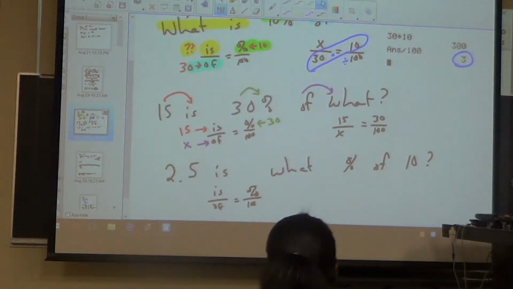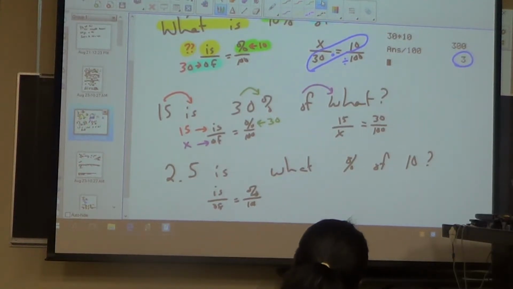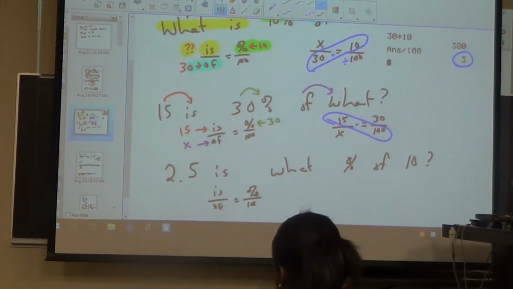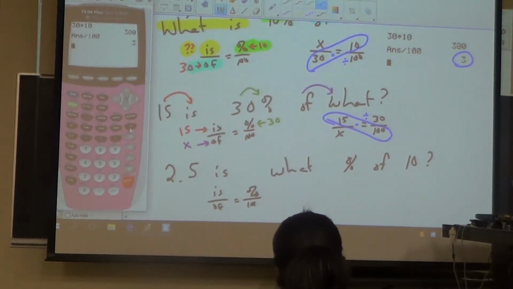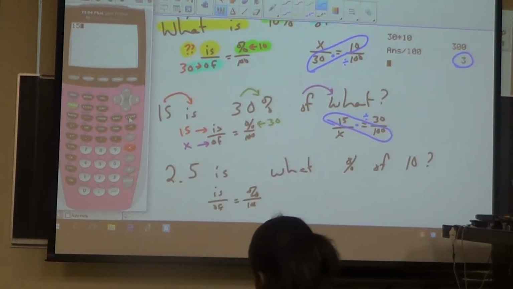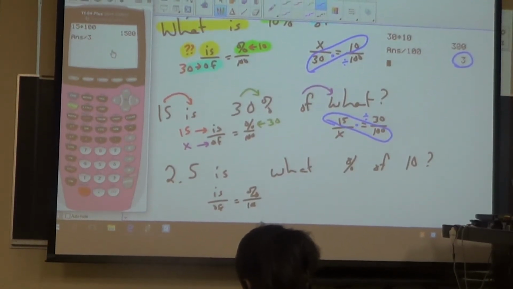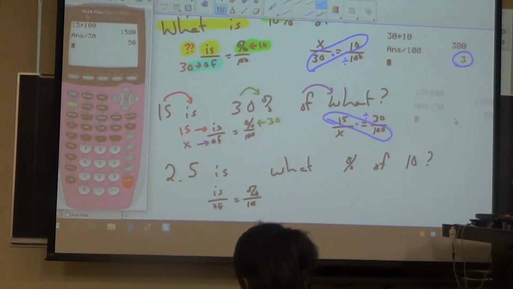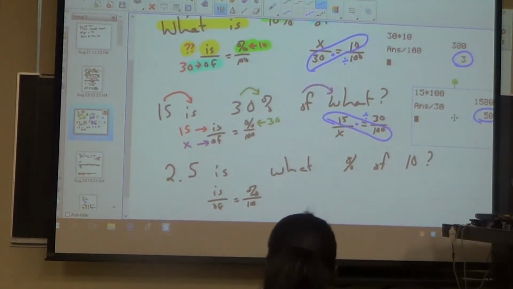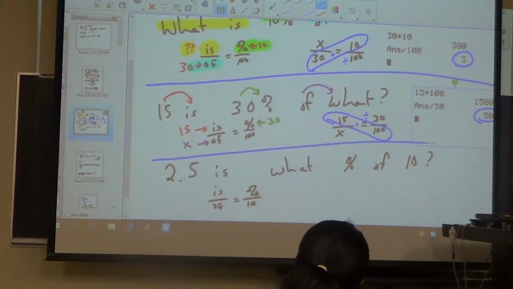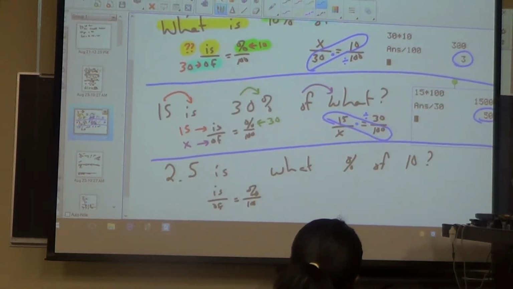Now you're going to cross multiply. What two numbers am I going to multiply? 15 and 100, and I'm going to divide by 30. So I'm going to do 15 times 100 divided by 30. I made these numbers up, so it's probably not pretty. I got lucky. The answer to that one's going to be 50. All right, let's read the next one.